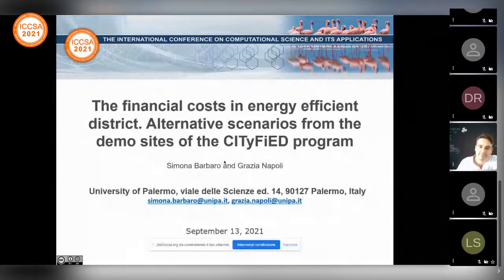I am Simona Barbaro, and I am a PhD student in urban, territorial, and landscape planning at the University of Palermo. I will present a study that is the result of the cooperation between me and my tutor, Professor Grazia Napoli. Our study is focused on the financial parameters that may influence the viability of energy efficient projects at district scale. In particular, the study analyzes the data from the demo sites of the Certify program and proposes new alternative scenarios in order to investigate the financial feasibility of energy efficient actions.